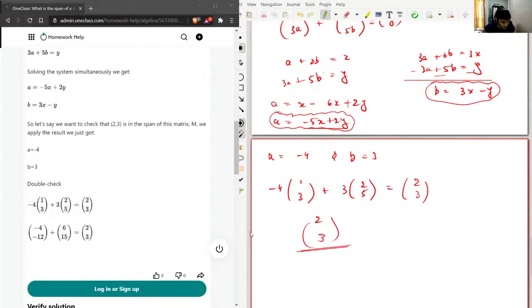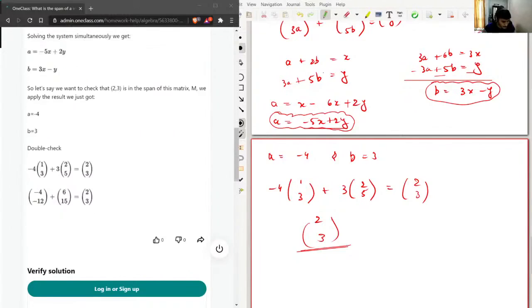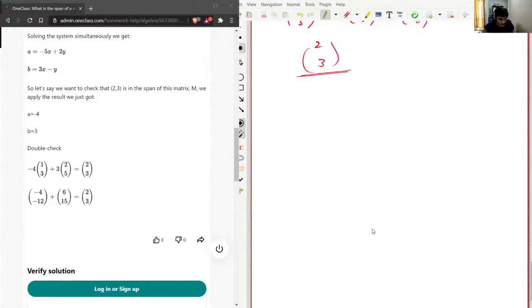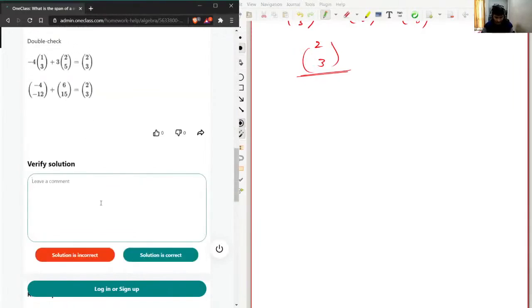In the next step they have done the same thing. So I guess that is all for this question also. I'll just write that the solution given here was correct. For the span of a matrix, we generally don't do such kind of problems; we just do it directly. So correct solution. Good work.